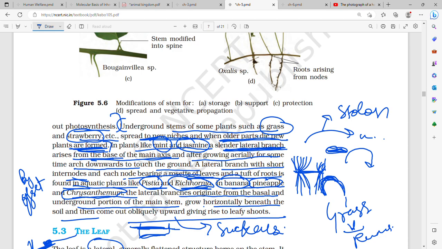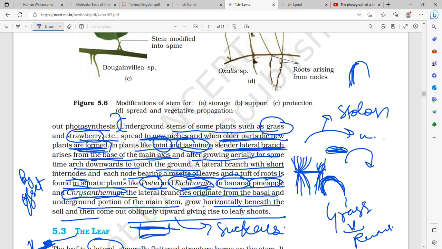Underground stems of plants such as grass and strawberry spread to different niches, and when older parts die, new plants are formed. Then in plants such as mint and jasmine, stolon is there. What is stolon? Stolon is a lateral slender branch which arises from the base of the main axis, and after growing aerially for some time, it becomes bent and arches downward to touch the ground. So stolon is present in mint and jasmine.